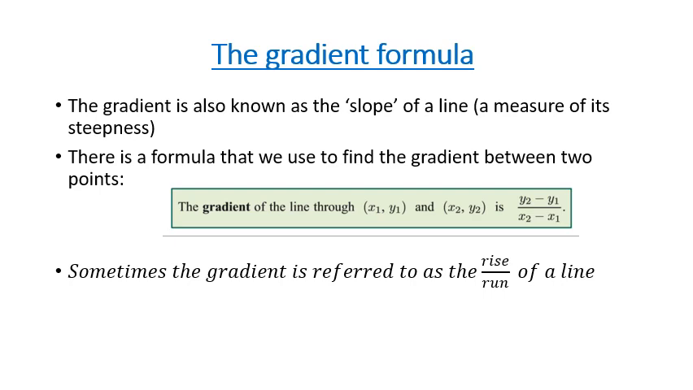The formula for the gradient is y2 take y1 over x2 take x1, where x1 and y1 are the coordinates of our first point, and x2 and y2 are the coordinates of our second point. Sometimes you'll hear the gradient referred to as the rise over the run of a line. Now we're going to try and put this formula into action to give you a bit of an example of how you might use it.